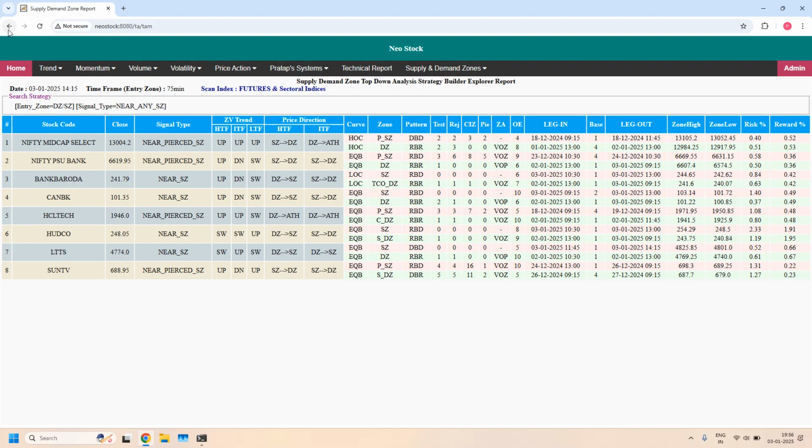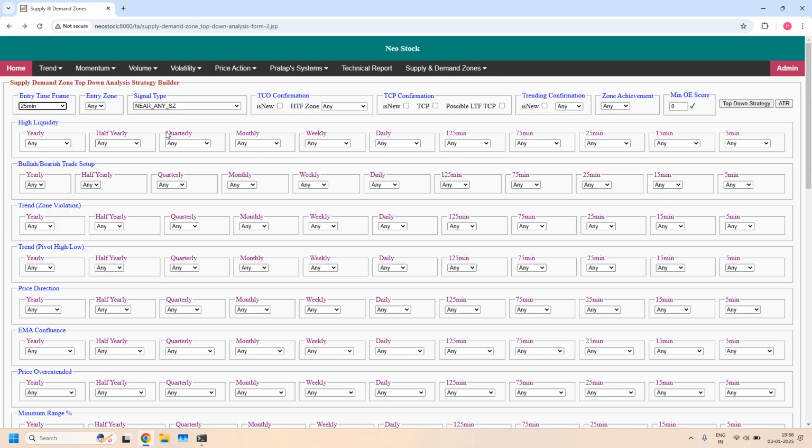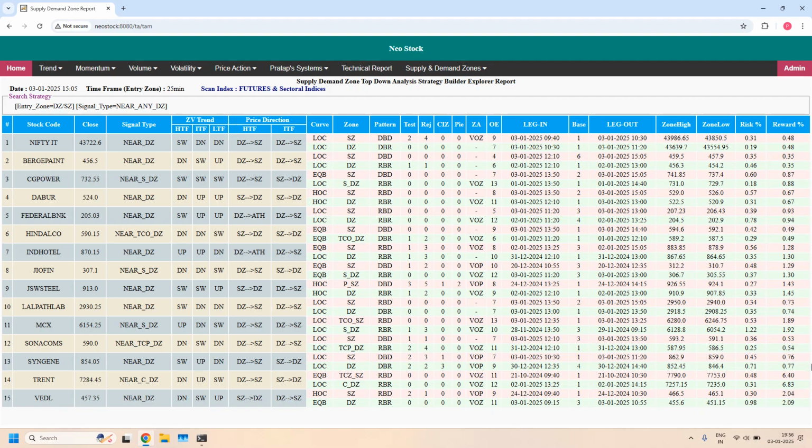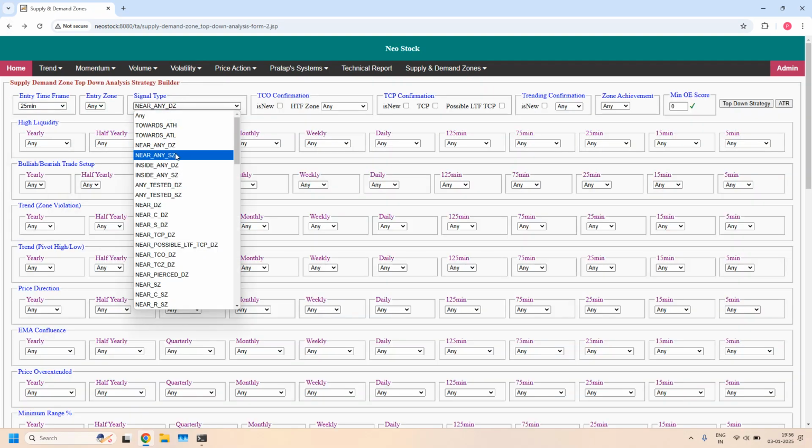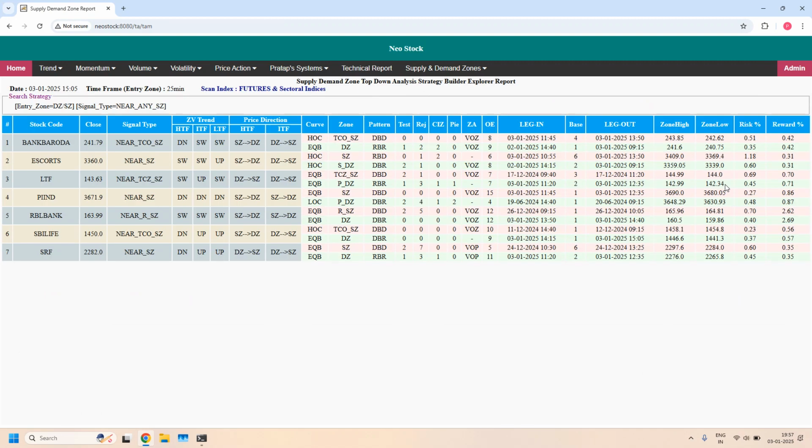Okay. Next time frame is 25 minutes. Stocks near 25 minutes demand zone. 15 stocks are filtered. Next 25 minutes time frame. Stocks near 25 minutes supply zone. 7 stocks are filtered.